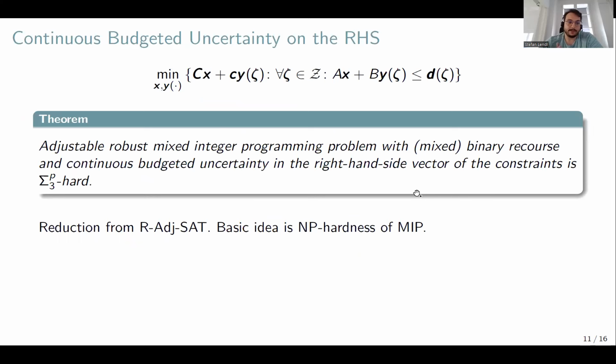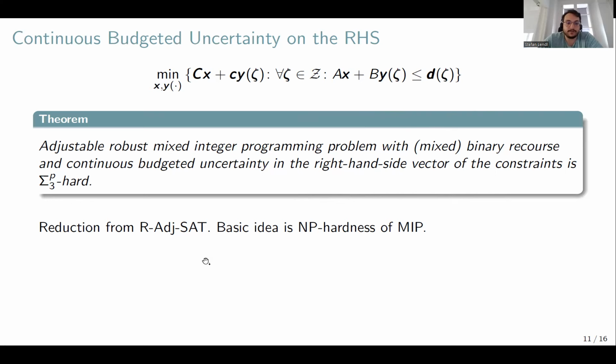Okay, so how can we use this now to show the hardness results we were after in the beginning? Well, one of the main results is that adjustable robust mixed integer programming with mixed binary recourse and continuous budgeted uncertainty in the right-hand side vector of the constraints is sigma-free hard. The uncertainty is only on the right-hand side. So we do not need any other uncertainty. We have no uncertainty in the second stage cost, and no uncertainty in the B matrix. We only need the uncertainty in the right-hand side vector.